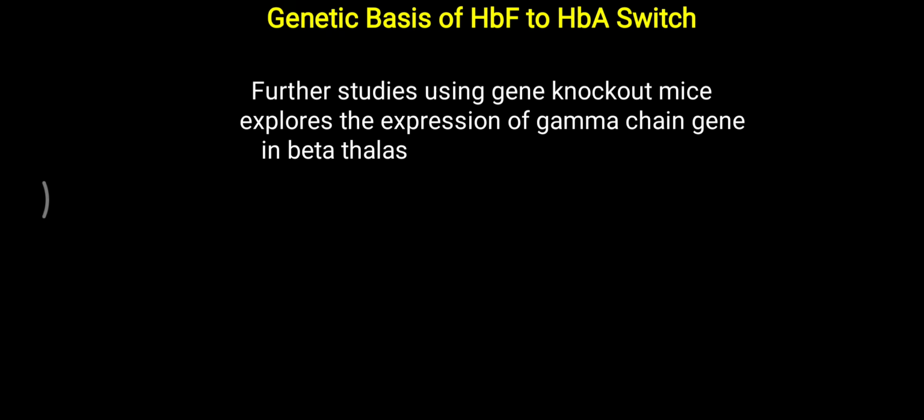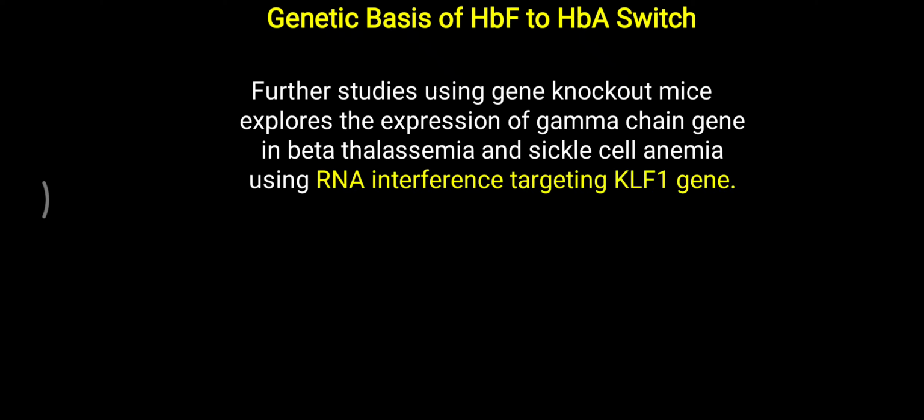Further, in relation to this, there is one more study using gene knockout in mice that explored the expression of the gamma chain gene in beta thalassemia as well as in sickle cell anemia. Basically, in sickle cell and beta thalassemia, the formation of adult hemoglobin is affected. There is one more technique, RNA interference, which helps to remove the effect of the KLF1 gene. KLF1 reduces gamma chain production, so the effect of KLF1 can be reduced with the help of RNA interference.